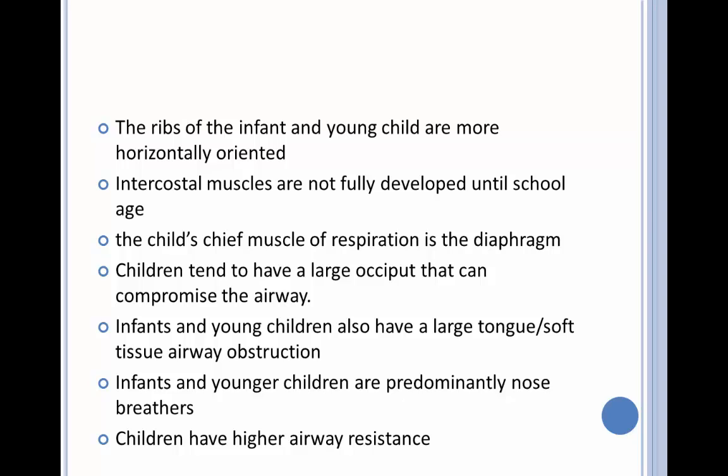The infant and pediatric epiglottis is typically floppier and articulates at a more acute angle with the larynx. The epiglottis will be more difficult to displace with a laryngoscope in the pediatric population than in adults. Children tend to have a very high airway resistance.